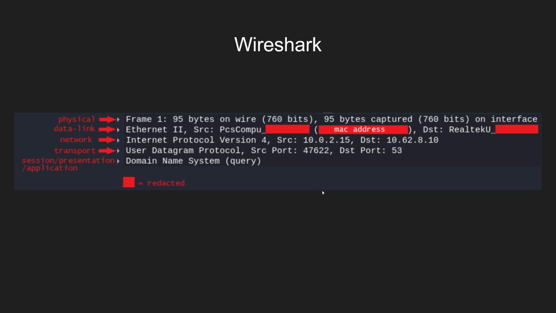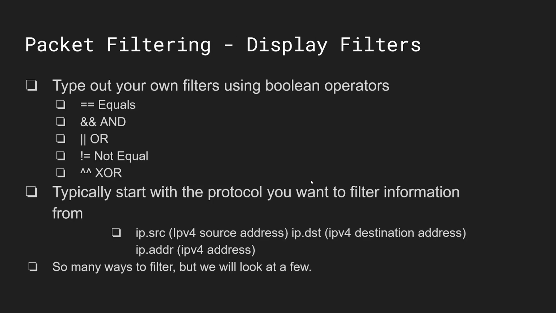So Wireshark completely models after the OSI model. It's very easy to look at the OSI model and then look at Wireshark and see, oh, this is how this is going on. And you can actually break down the entire structure of the encapsulation with Wireshark, which is why it's such a cool tool.